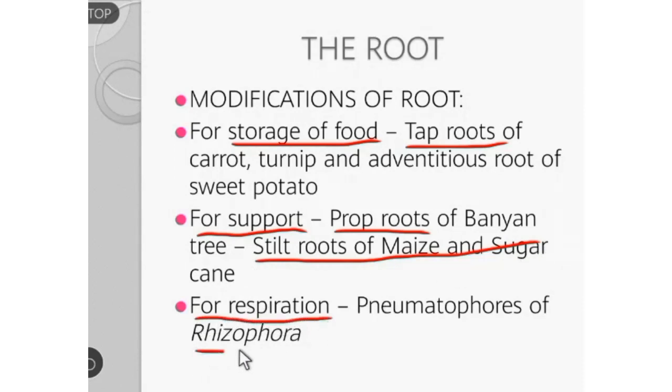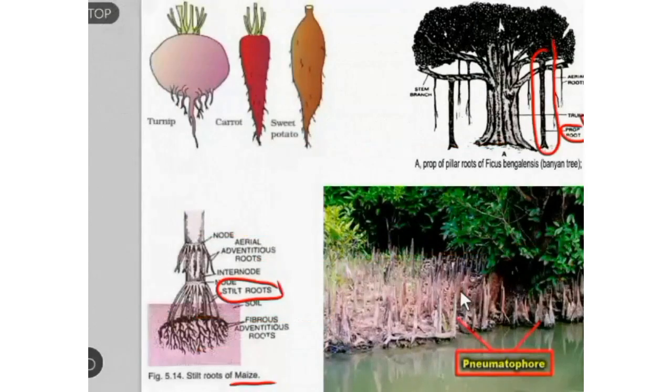Another modification is that roots are modified for respiration. The Rhizophora plant, which is seen in marshy and salty areas, has some roots which come out of the soil vertically, like this. If you see in the picture, these are roots which come out of the soil for respiration. These types of roots are known as pneumatophores, which help plants like Rhizophora with respiration in such marshy areas. So these are the basic modifications of the root.